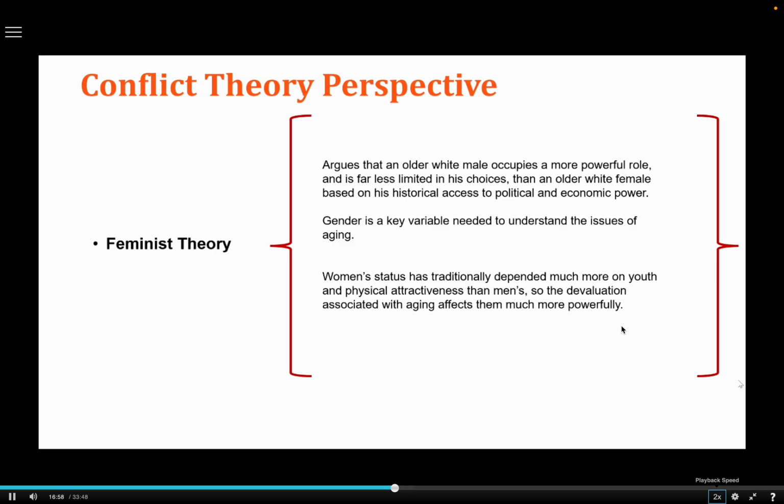Feminist theory, as part of the conflict theoretical perspective, argues that older white men occupy more powerful roles, and they are far less limited in choices, and also are far less exposed to the discrimination and disadvantages that women face in their seniority in comparison to men. It talks about how, because of historical access to power and social and economic opportunities, men end up in a better position when they age in comparison to women.